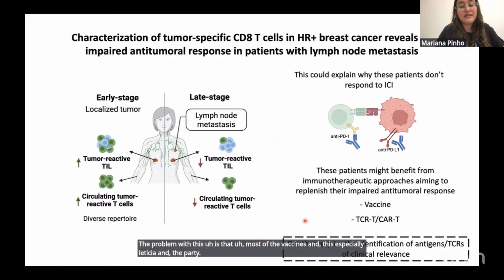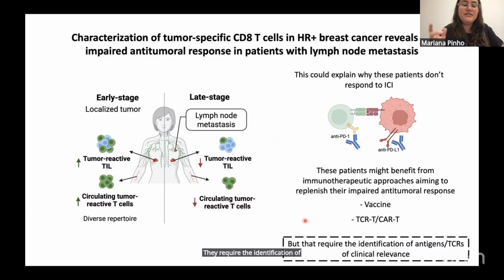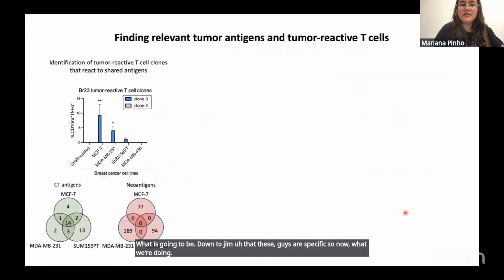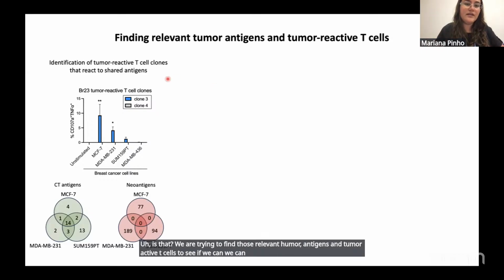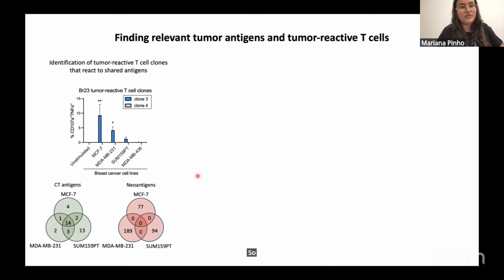The problem with these is that most of the vaccines, and especially the TCR and the CAR-T, require the identification of either the antigen or the TCRs that are clinically relevant. And as I mentioned in the beginning, for breast cancer, it's very difficult to know what is going to be the antigen that these cells are specific for. So now what we are doing is that we are trying to find those relevant tumor antigens and tumor-reactive T cells to see if we can use that in the clinic. So we are using different approaches for that.